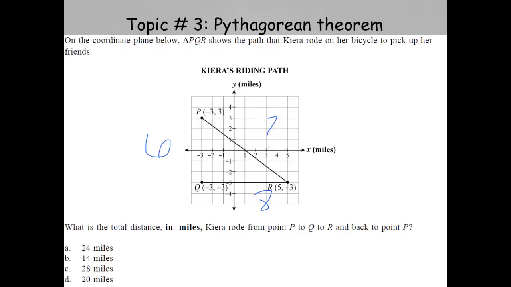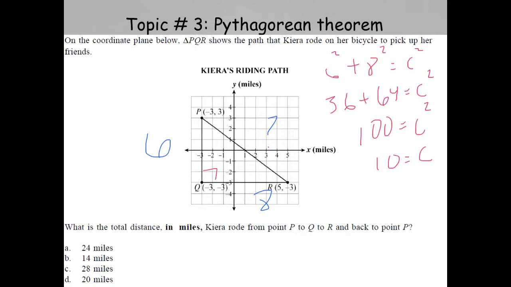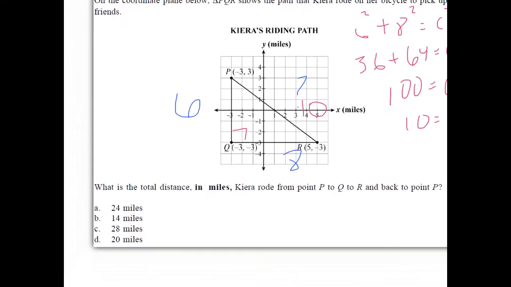We can find that missing side with a little Pythagorean theorem. So you give it a try. Try to solve the missing side C. Did you get the missing side of 10? Because if you take 6 squared, 8 squared, add them up, you should get 100. Then take the square root of that, which is 10. So let's look. Is this an answer choice?